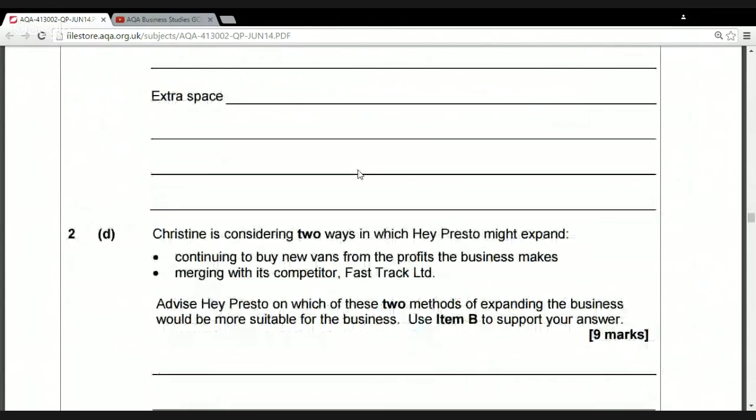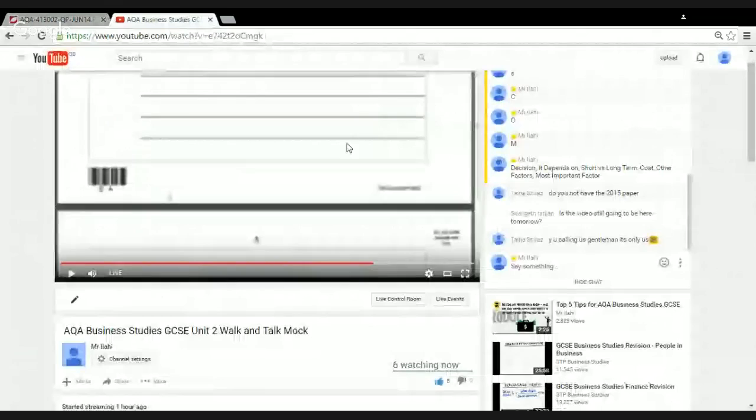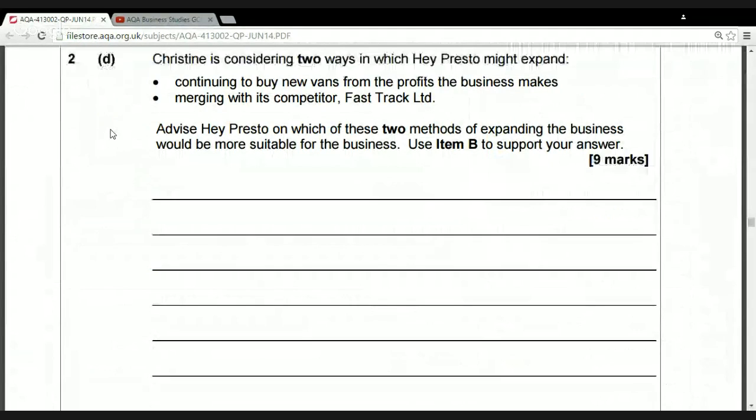Now this is another 9 mark question that could come up in terms of mergers and takeovers. Christine is considering 2 ways in which Hey Presto might expand: continuing to buy new vans from the profits of the business, or merging with its competitor Fast Track Limited. Advise Hey Presto on which of these two methods would be more suitable for the business.